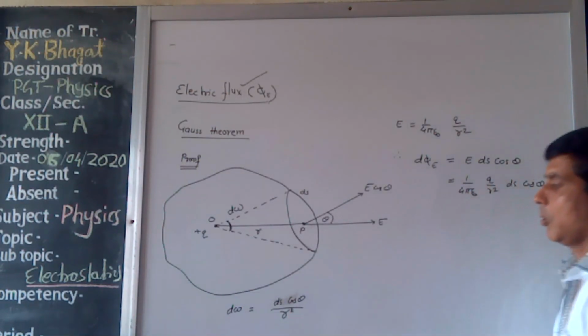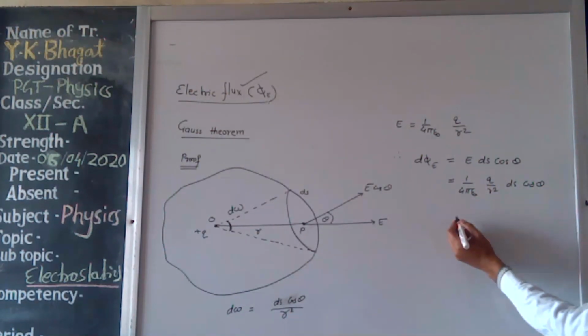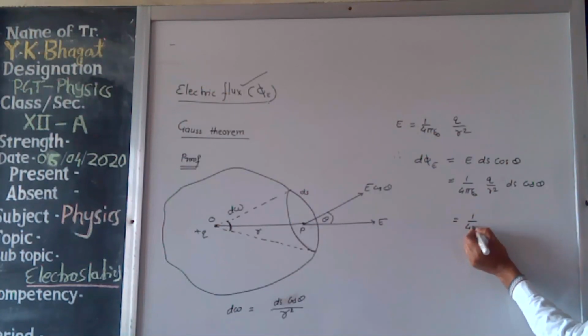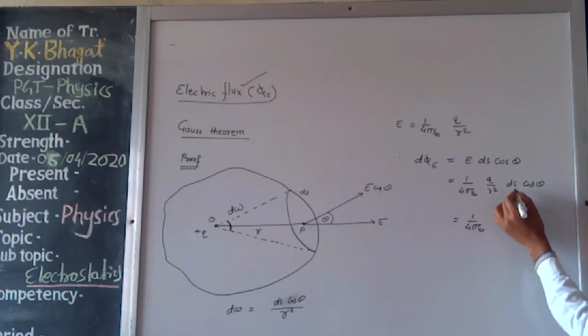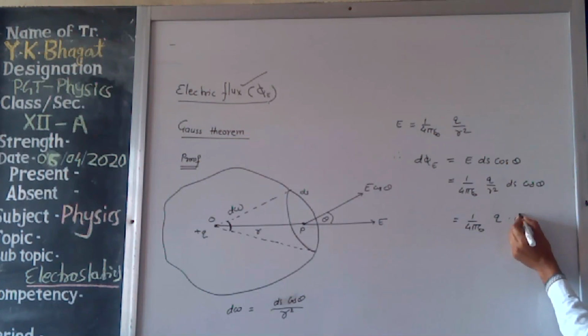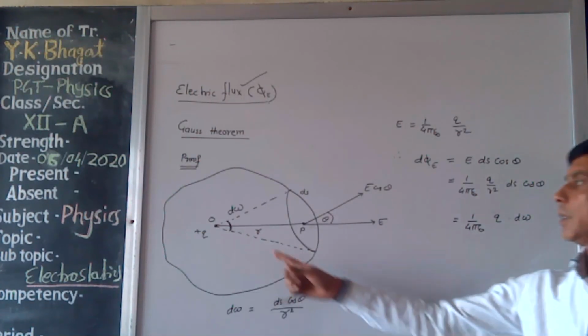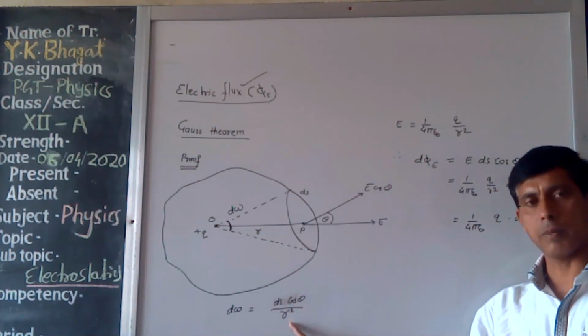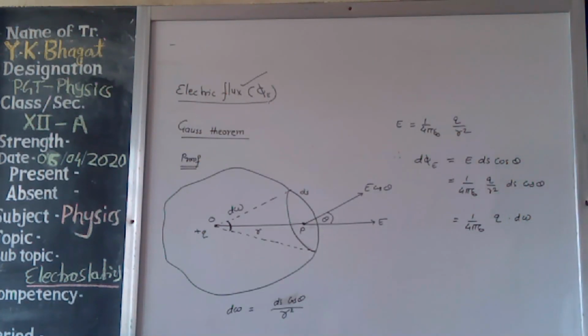Now 1 upon 4 pi epsilon naught, the ds cos theta upon r square can be written as d omega, where d omega is the solid angle, and the value of this solid angle is ds cos theta upon r square. Equation number 1.